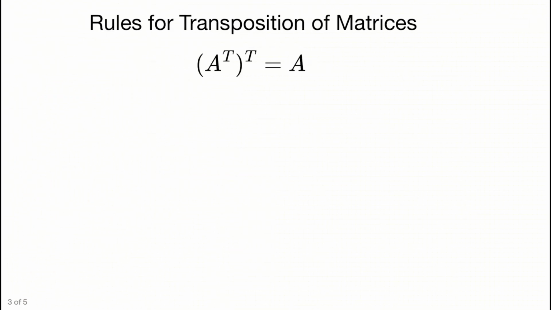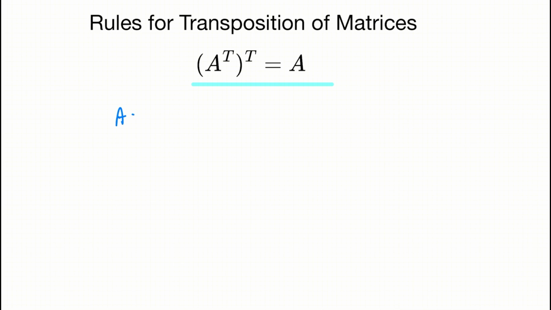Next, I want to look at some of the rules associated with the transposition of a matrix. The first one is just that the transpose of the transpose is equal to the original matrix. And just intuitively, that kind of makes sense. But let's do a simple example. This is not a proof, but it is an example that illustrates the point.